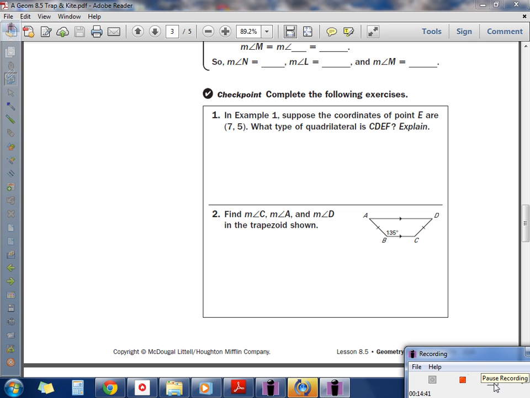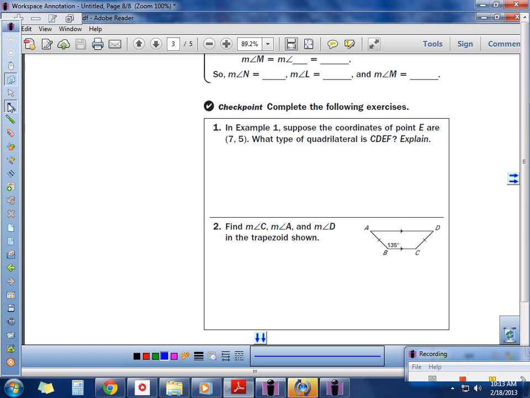All right, so on checkpoint 2, it gives us one angle on an isosceles trapezoid. Immediately, we should be able to know what angle without any math. C. C is how big? 135. These two are going to be the same.